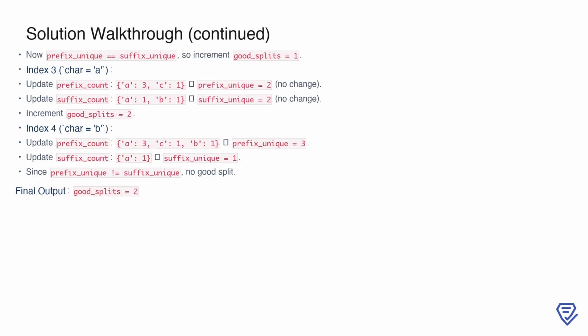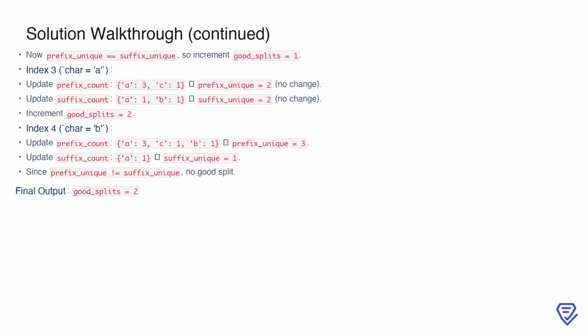Next, at index 3, the character is a. Adding it to prefix_count, we now have a:3, c:1, but prefix_unique remains 2 because it is already in the left partition. In suffix_count, a decreases to 1, resulting in a:1, b:1, and suffix_unique stays at 2. Since prefix_unique equals suffix_unique, we increment good_splits to 2.